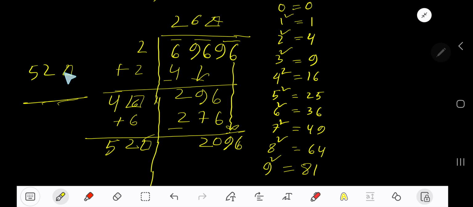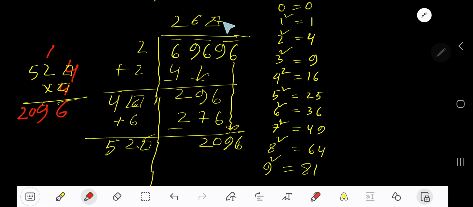524 times this. If you take 4 here, then what will happen? 4 times 4 is 16. Write 6, carry 1 to the next column. 4 times 2 is 8, plus 1 is 9. 4 times 5 is 20.